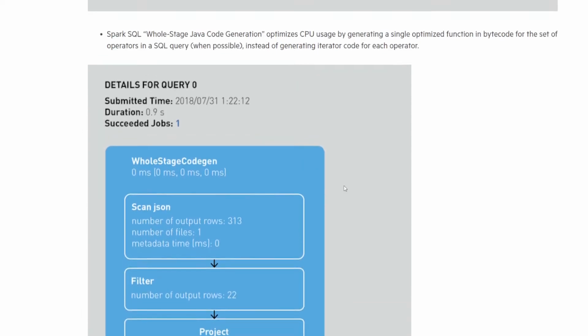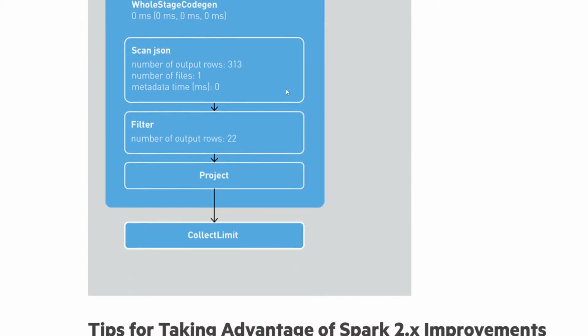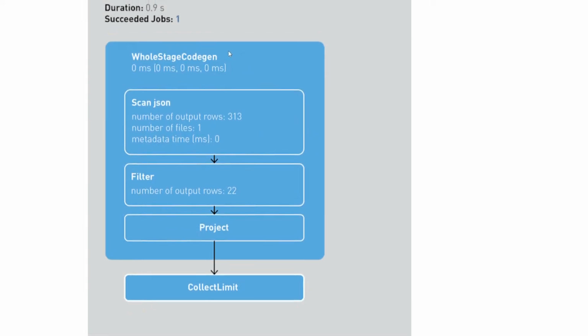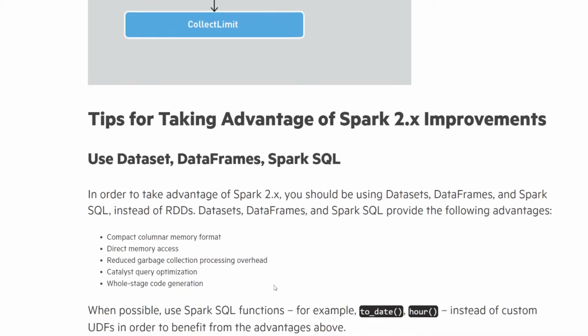The next one is Spark SQL whole stage Java code generation. It optimizes the CPU by generating a single optimized function in bytecode for the set of operators in a SQL query. So if we look at the whole stage code gen, it scans the JSON, filters the number of outputs, and then projects them, and then collects the limit.